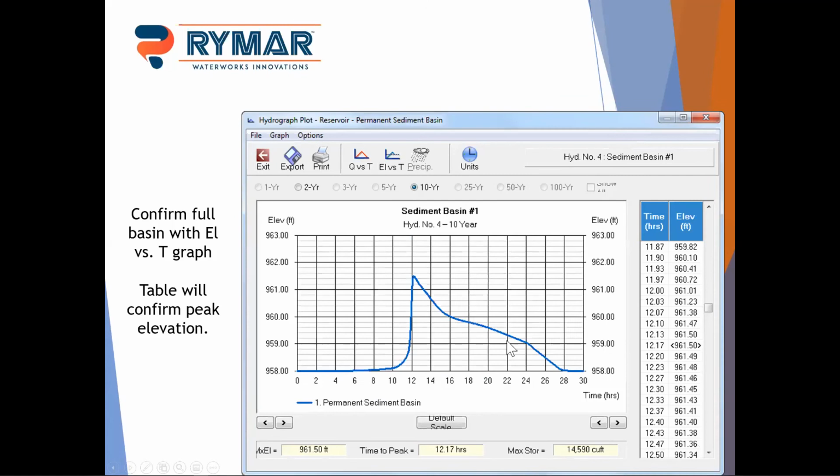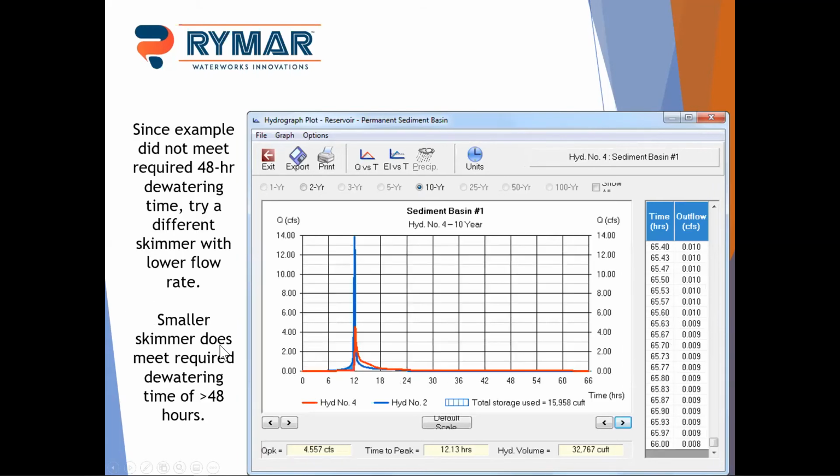So we took a look at it and we said, well, our basin's full because that's up to the 961.6 elevation. So it's going over the top of the riser already. So any more, it's going to increase our peak rate. We're not going to be able to go up more there. So we'd have to increase the size of our basin.